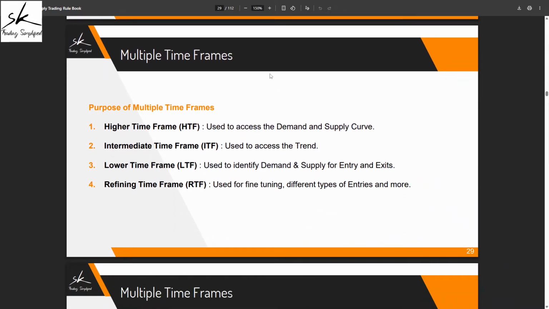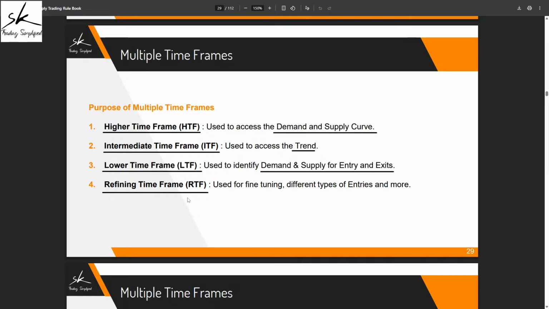So what are the multiple time frames we use? We use a minimum of 4 different time frames, and we call them the higher time frame HTF, intermediate time frame ITF, lower time frame LTF, and the refining time frame RTF. Higher time frame is used for demand supply curve analysis. Intermediate is used for trend analysis. On the lower time frame, we identify our areas of demand and supply for our entries and exits. And the refining time frame can be used for multiple purposes, like fine-tuning the zone, different kinds of entries like your type 2, type 3 entries, or in case we need to apply some additional rules, that is also where this time frame can help us.